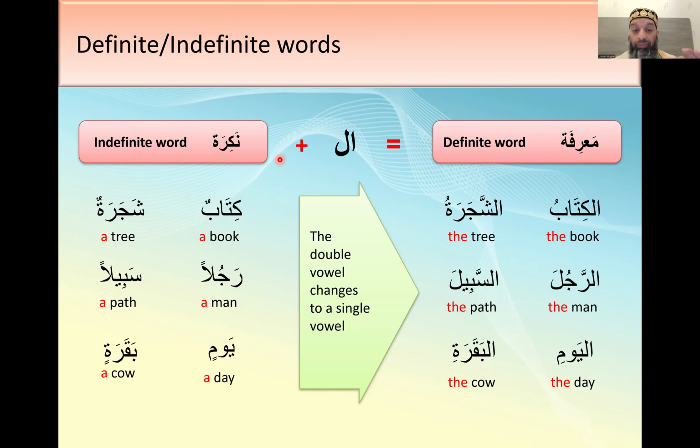When you add alif lam, it becomes al-kitabu. Al-kitabu means the book. You need to know this for the test. Let's look at this one. Shajaratun is a tree. Now you want to say the tree. All you need to do is put the alif lam onto it and it becomes ash-shajaratu, the tree.